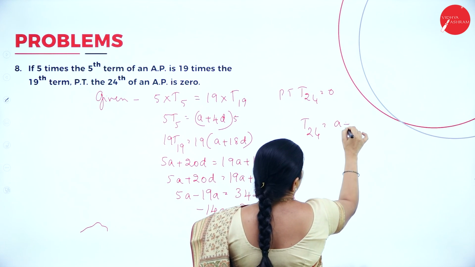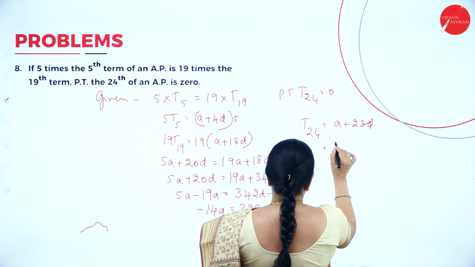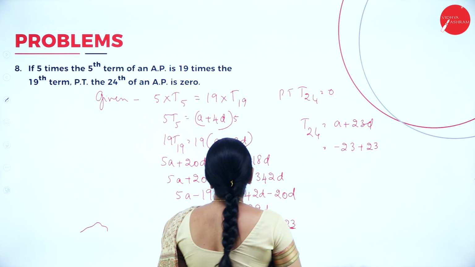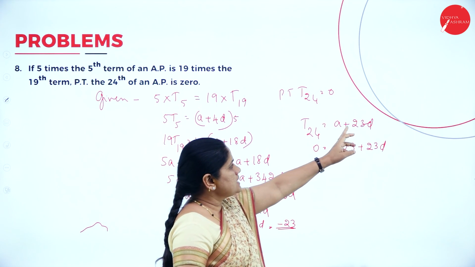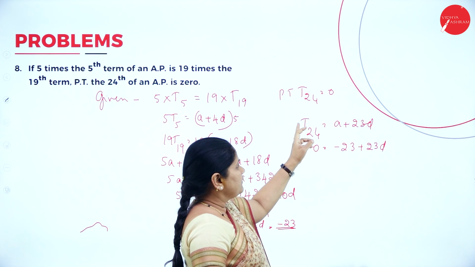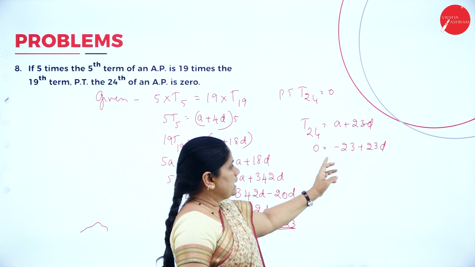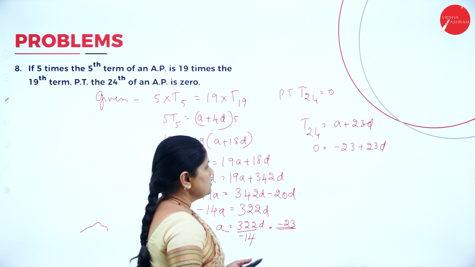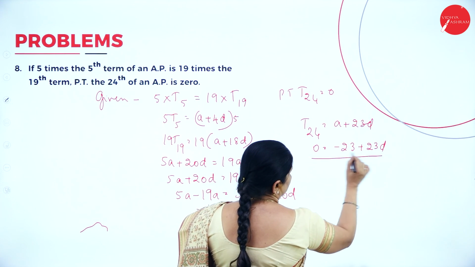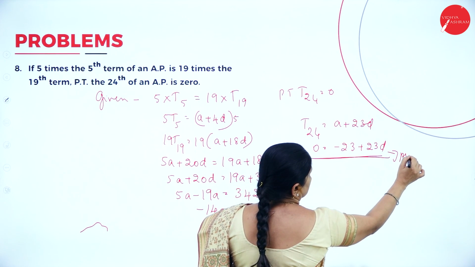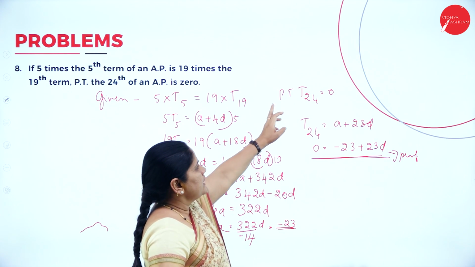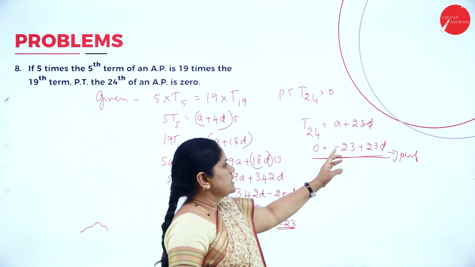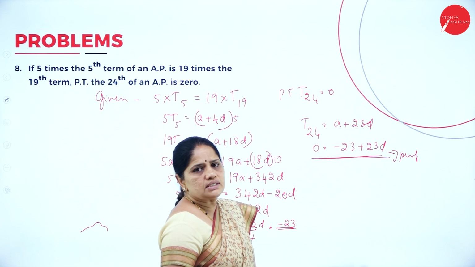T24 equals A plus 23D. So A is minus 23 plus 23 into D. So T24 equals A plus 23D. So we know they have told us T24 is 0. 0 equals minus 23 plus 23D. So this is equal to 0. So this is the proof. Next, we have to prove that T24 is 0. T24 equals A plus 23D. 0 equals minus 23 plus 23D. So this is the proof.